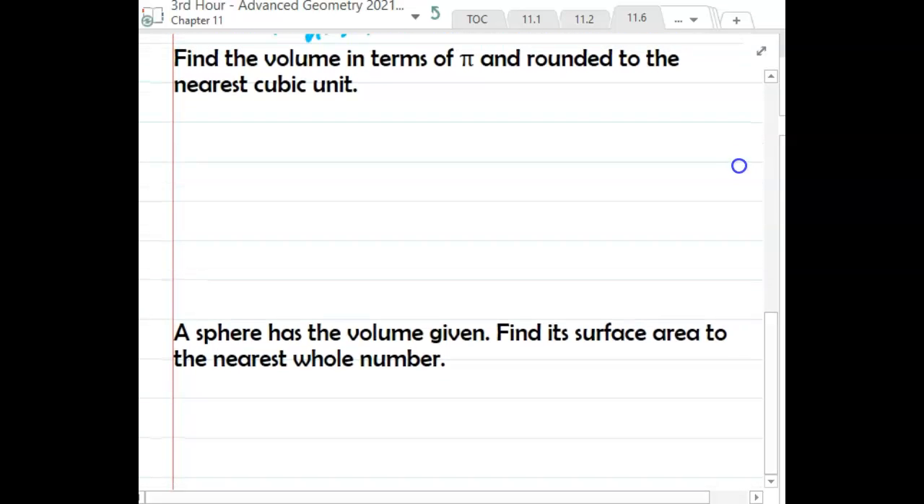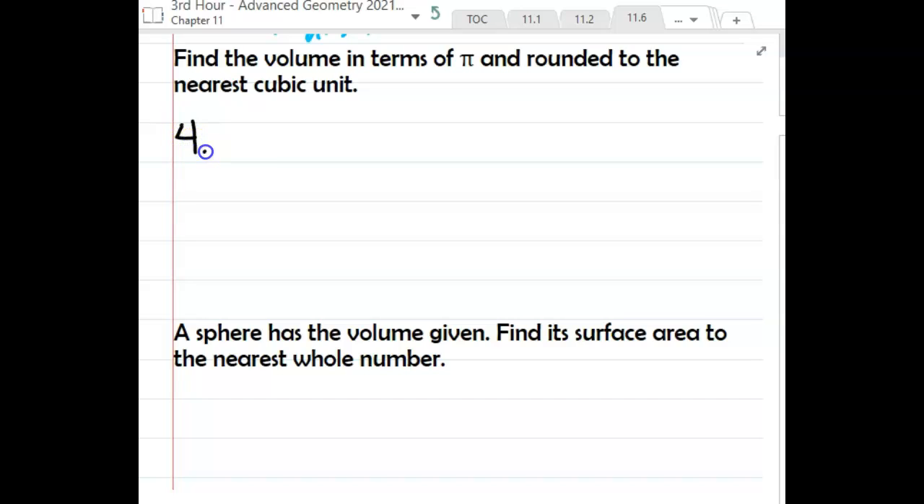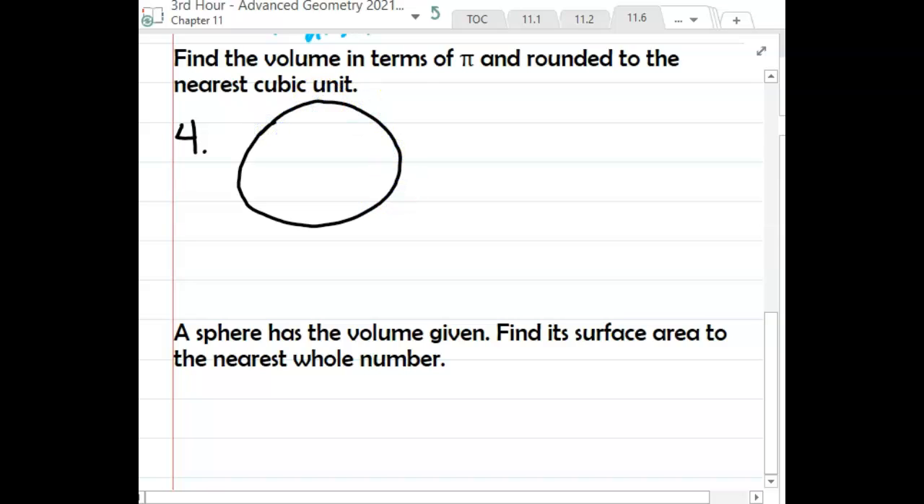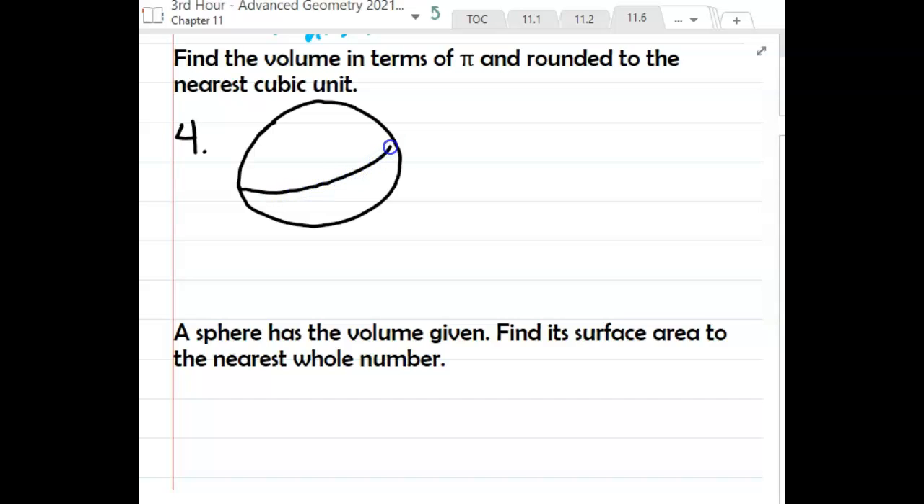Okay, let's move on to volume. For these ones, we will find volume in terms of pi, and then we'll go ahead and estimate and round to the nearest cubic units. So number 4, let's draw a sphere with a great circle. This sphere is going to have a radius of 6 inches.